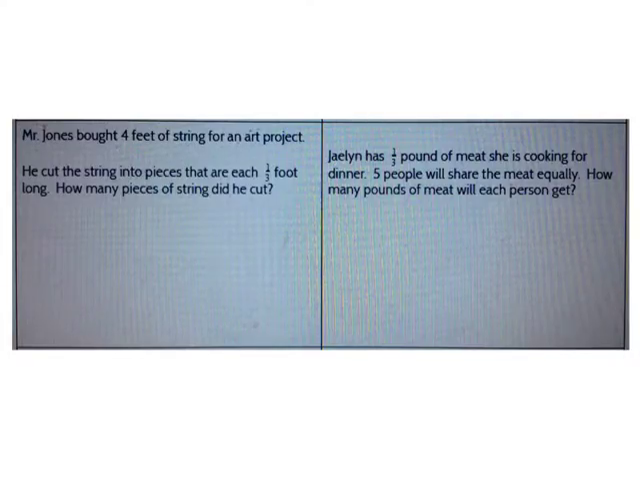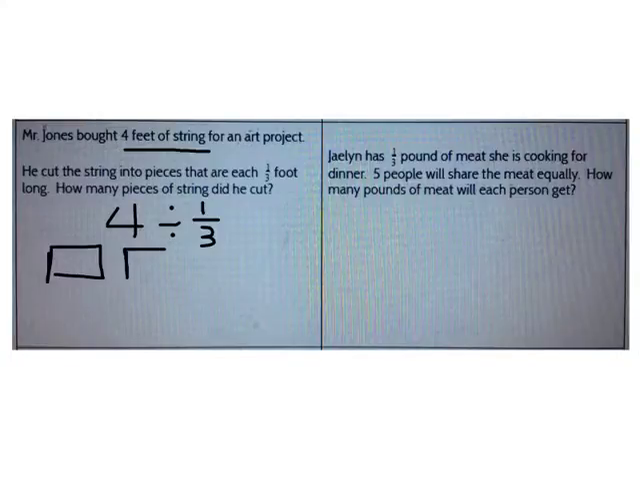Mr. Jones bought 4 feet of string for an art project. He cut the string into pieces that are each 1/3 foot long. How many pieces of string did he cut? What's being split up in this problem? 4 feet of string is being split up. What division sentence could I use? 4 divided by 1/3. What should I start my model with? 4 is my dividend, so I'm going to start by drawing 4 wholes.